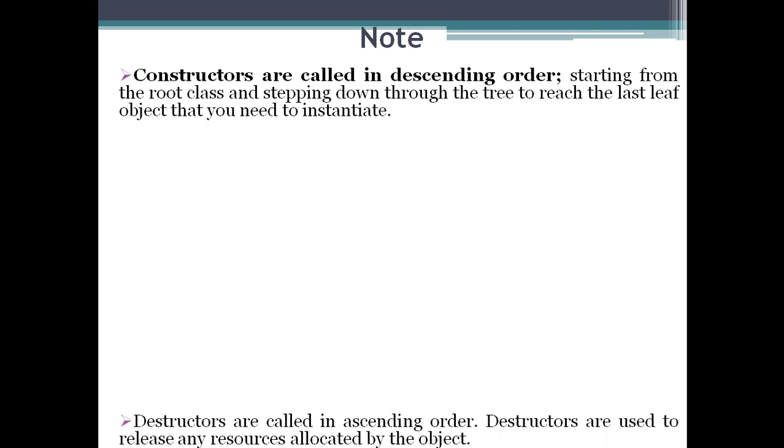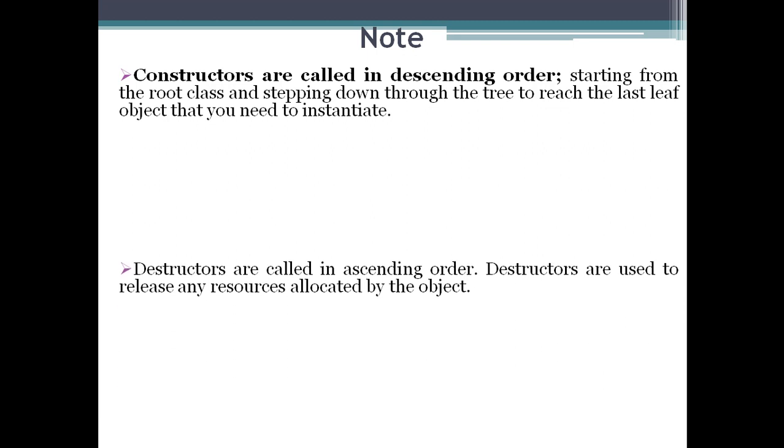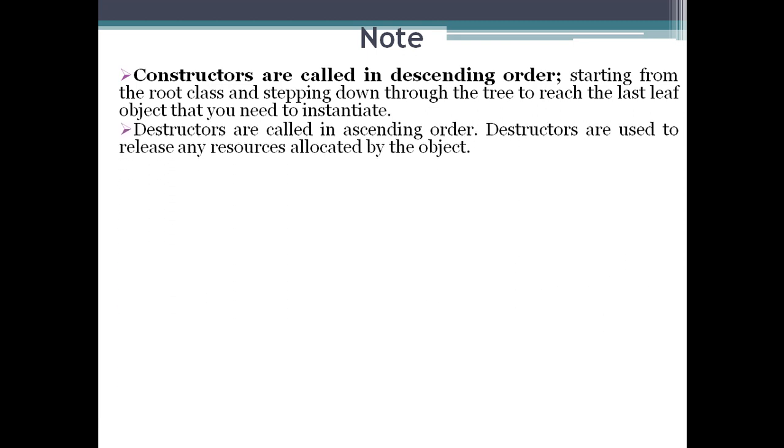Very important. And next, destructors are called in ascending order. Next we'll discuss what a destructor is, but as of now it is an important note: constructors are in descending order, but destructors are called in ascending order. Destructors, as of now, are just used to deallocate or delete the memory that is allocated by your constructor. So memory is allocated for the object, for a data member defined for a particular class. If you want to delete that memory, release or free it up, destructors are used.